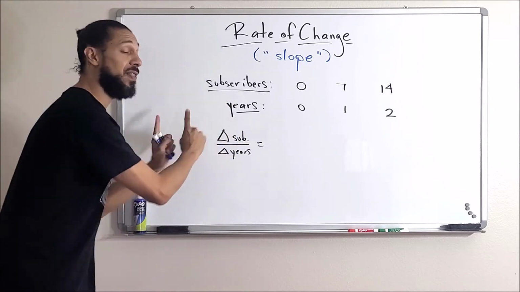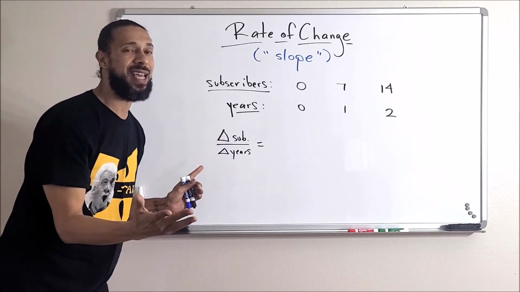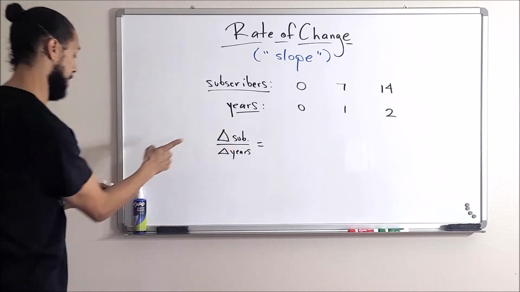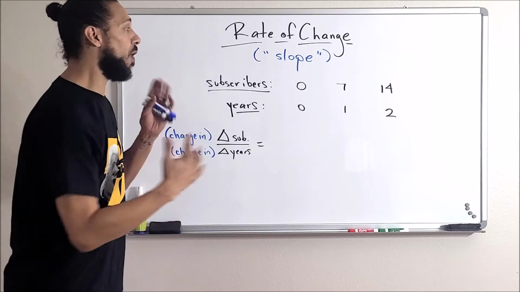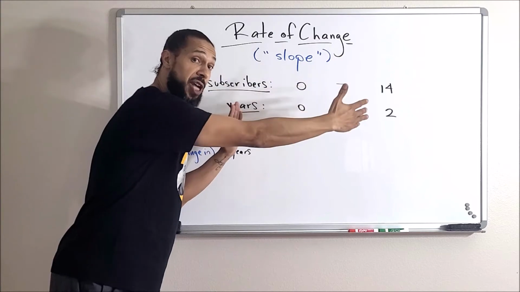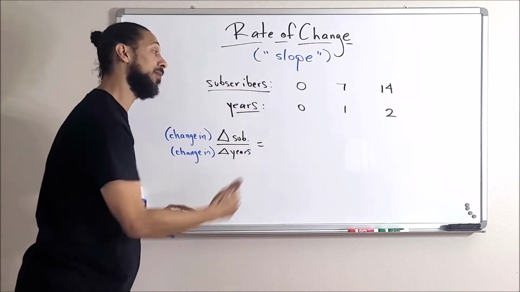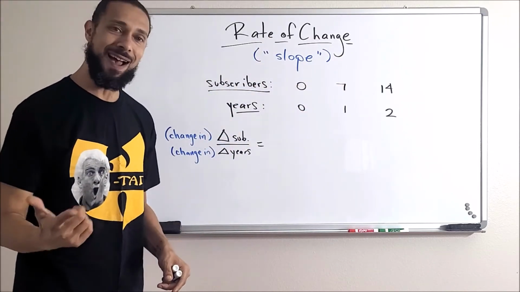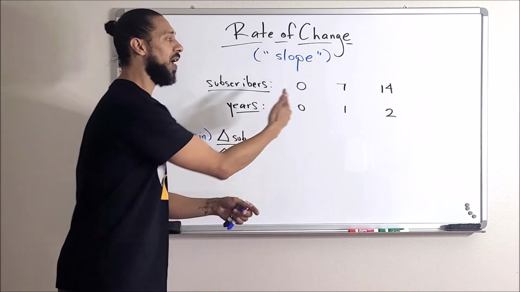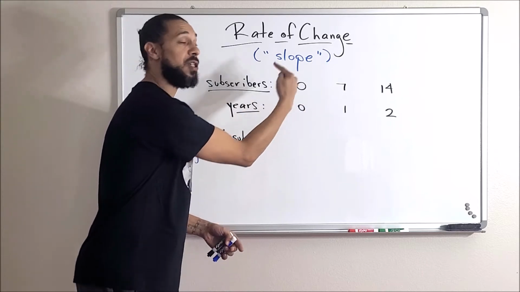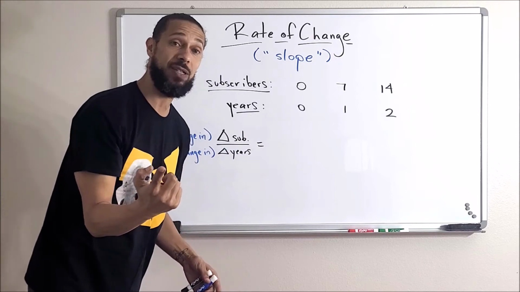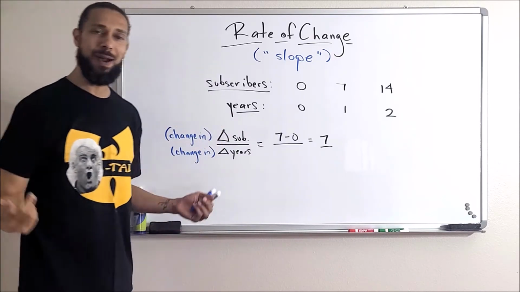So first, this triangle is a math way to say the change in. That's a delta for the triangle, but that delta means change in. So remember, if we're talking about the rate of change, I want to know how my subscribers change compared to how the time changed. And to find the change in something, don't you subtract? If I wanted to find the change in this first year from 0 to 7, wouldn't I take this 7 and subtract 0 to find out how much it changed? Let's do that.